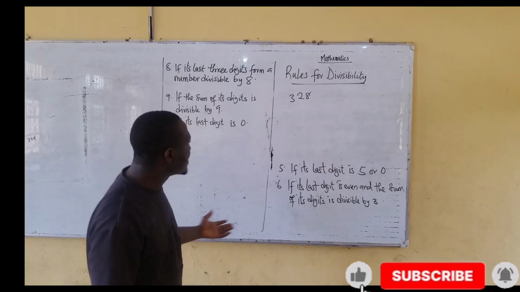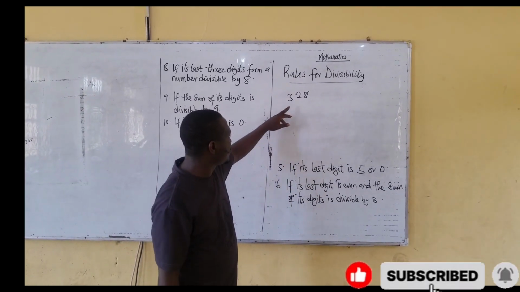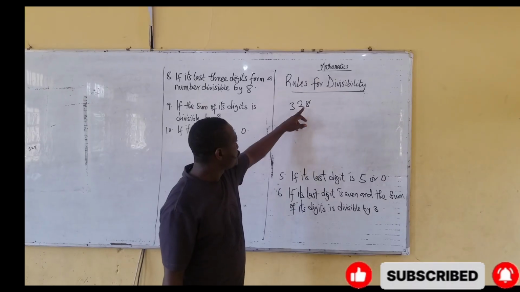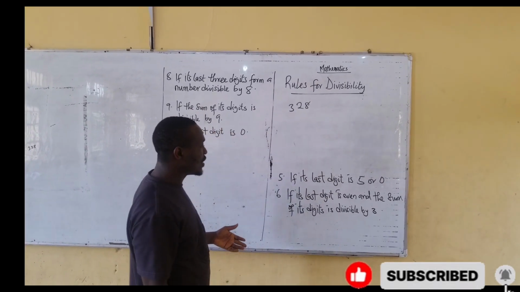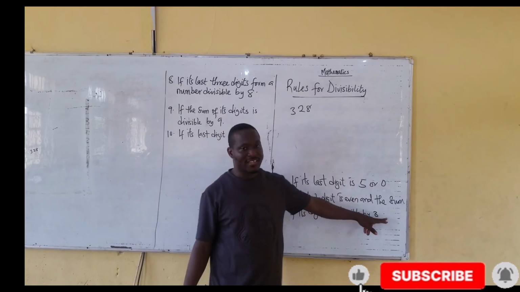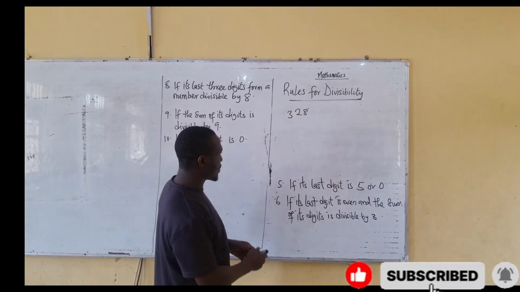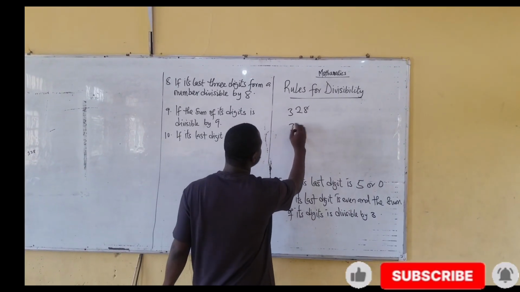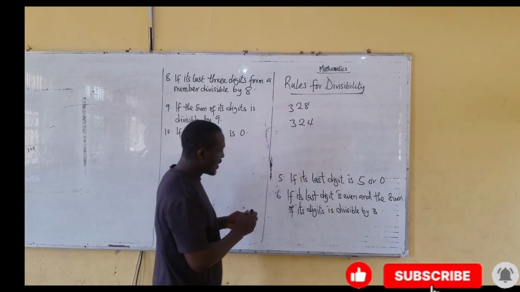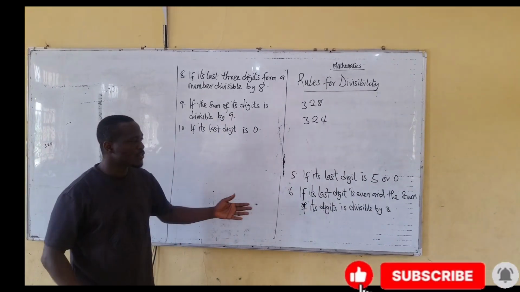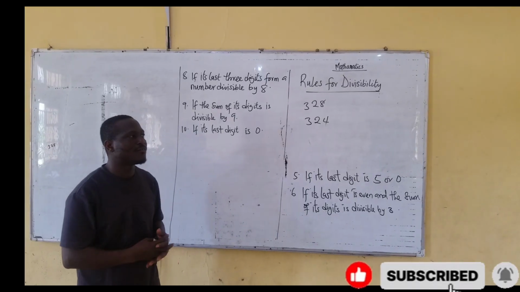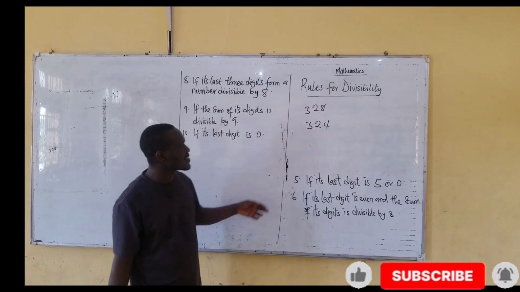And is the sum of its digits divisible by 3? Let's check its digits. 3 plus 2 is 5. 5 plus 8 is 13. So 13 cannot be divisible by 3. So this one will not be possible. Let me try another one. 324. Let's check the rules. That's how you check it in an example. By so doing, you don't have to make any mistakes.